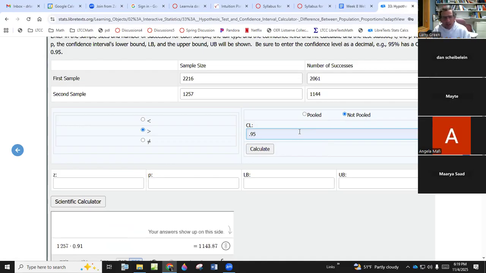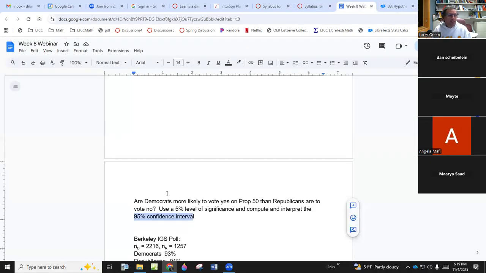Okay, so the question is, wouldn't it be 7% for the other side or something like that? So the key is the question. Are Democrats more likely to vote yes than Republicans are to vote no? Do you see? So we're going to call it a success for the Democrats if they say they're voting yes. We're going to call a success for the Republicans if they say they're voting no, because that's what this sentence says. Does that make sense?